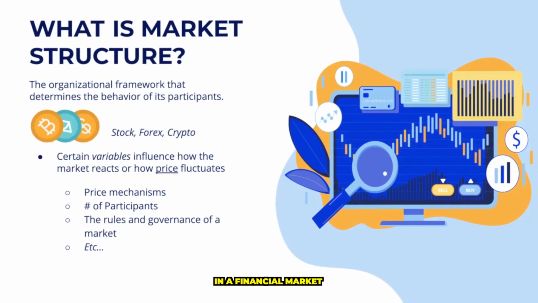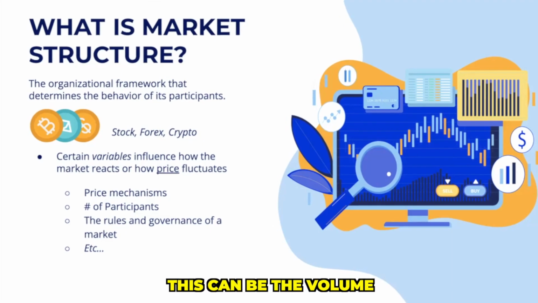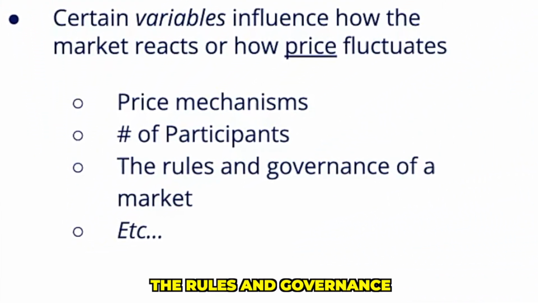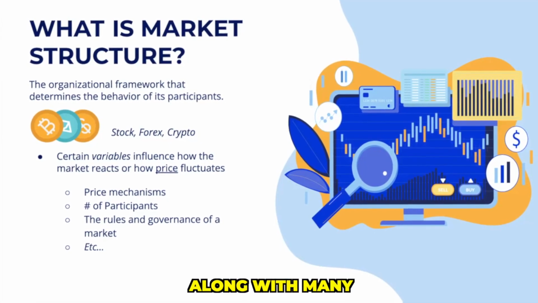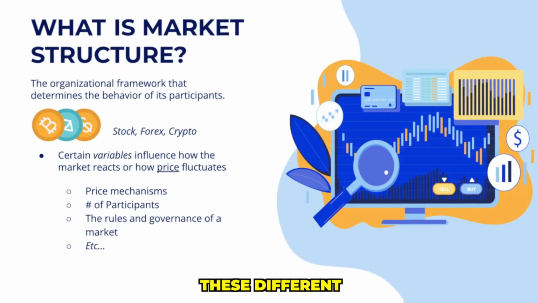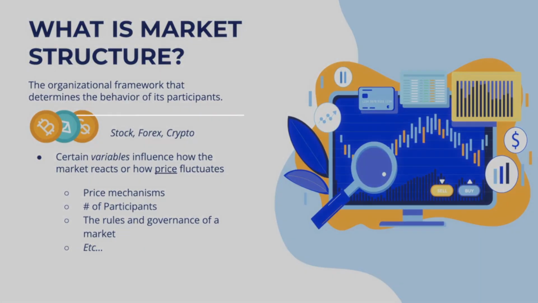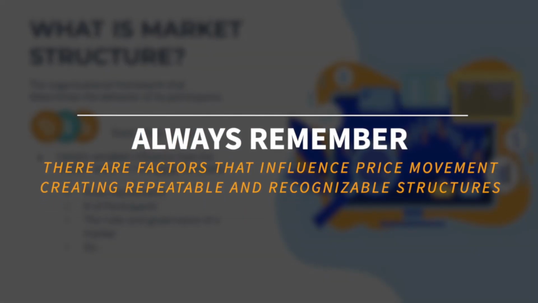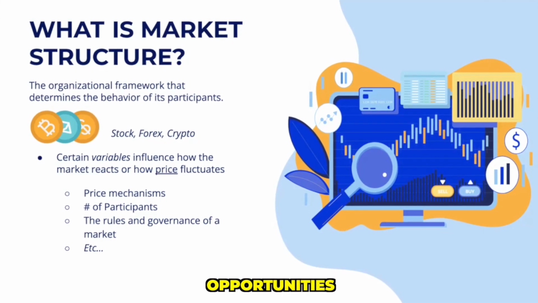In a financial market, there are certain variables that influence price movement. This can be the volume for the day, the rules and governance of a particular market, or simply just the spread of the bid vs the ask, along with many other influential factors. The market reacts to all these different influences to tell an overall story about the market. This story has repeated and recognizable patterns that follow the same behavior. These make for great trading opportunities.